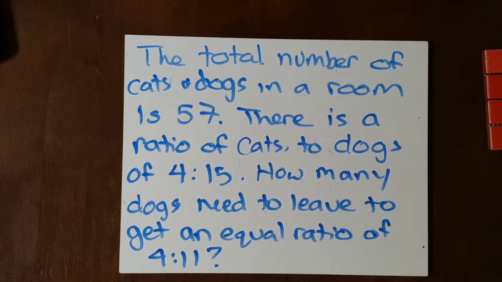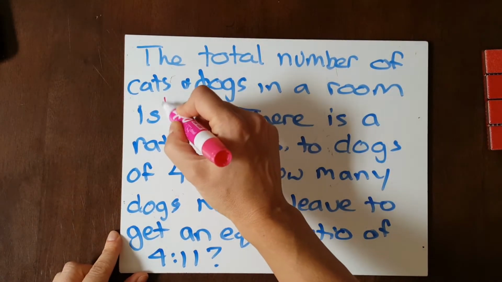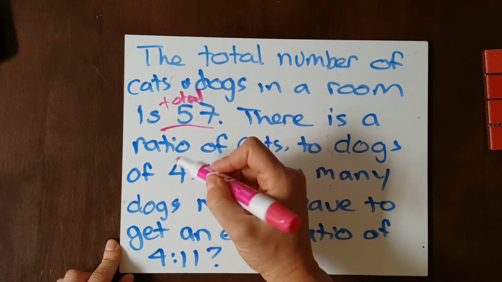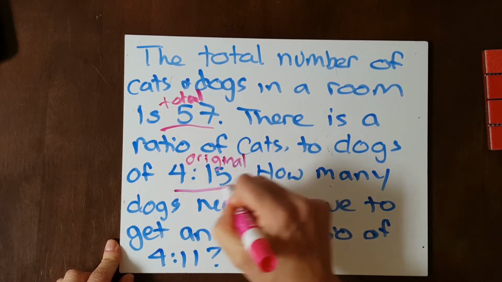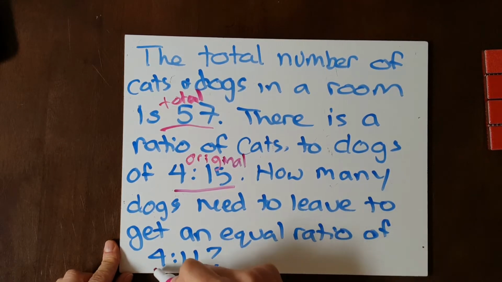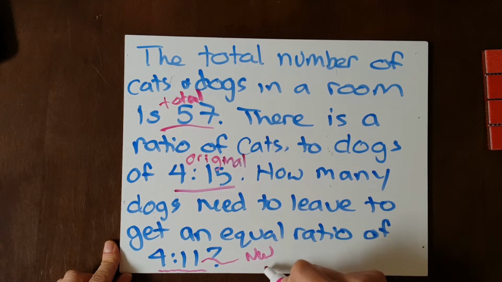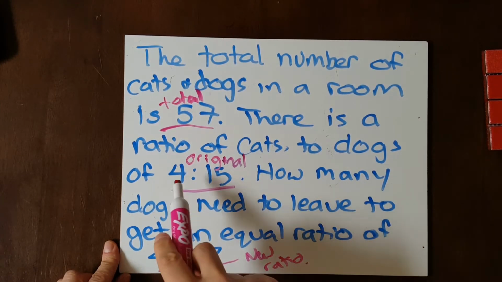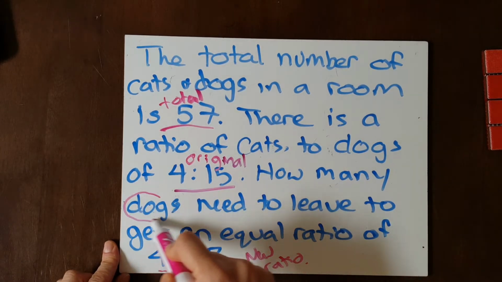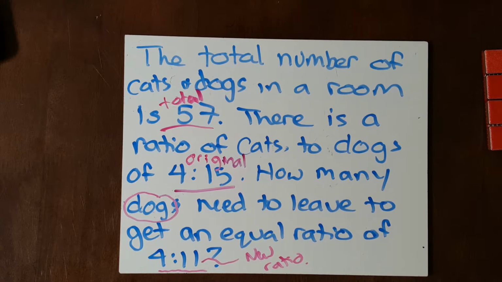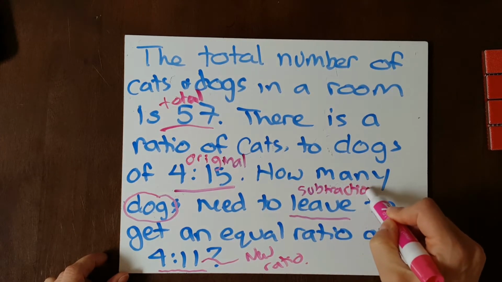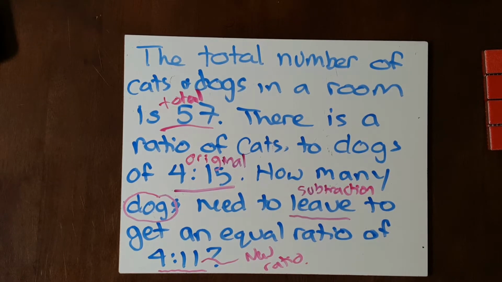So first thing we need to do is get our information, our givens. We know that our total is 57. There's a ratio of cats to dogs, so this is our original ratio, which is 4 to 15. How many dogs need to leave in order to get an equal ratio of 4 to 11? This is going to be our new ratio. So we have our cats to dogs original, and our cats to dogs new, and we're wondering how many dogs are required to leave. Because we're dealing with leaving, we are going to be dealing with some subtraction. Now we've got all of our givens and our required.